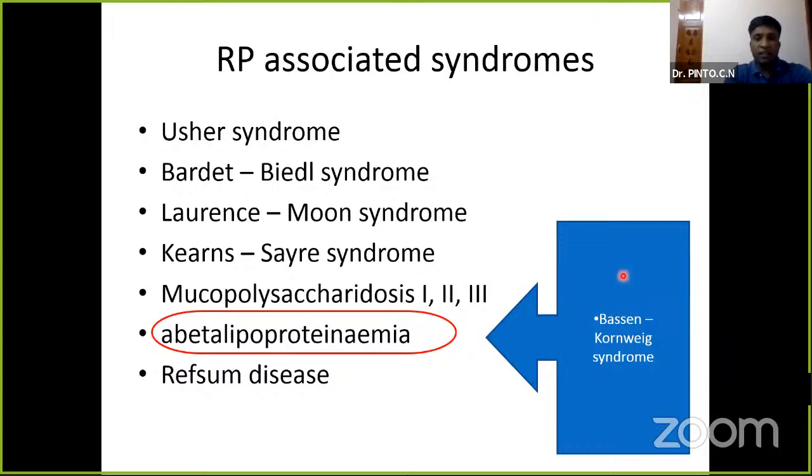Then you have abetalipoproteinemia. The other name is Bassen-Kornzweig syndrome, where there will be a genetic defect in the chylomicrons, which normally carry the lipid and the fat. That chylomicrons will be defective. There will be reduced LDL level. Okay, in these patients, because there is a reduced LDL level, these patients will have hepatosplenomegaly.